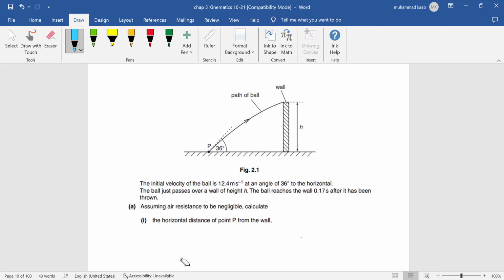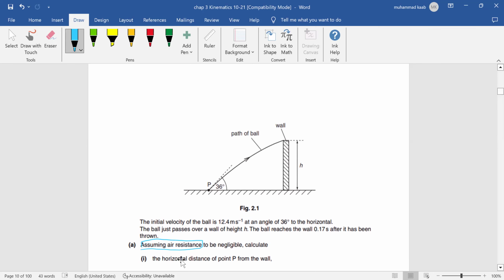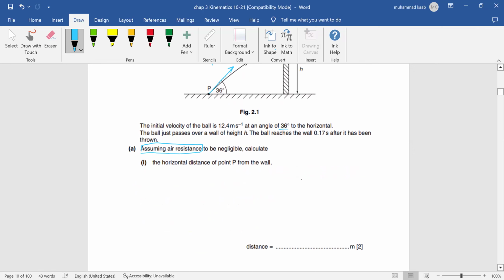Okay, so listen, whenever they give you the sentence that the air resistance is negligible, then you have to use all the concepts of kinematics to solve that question. If there's no such sentence given, then they may ask you to solve using a different concept, like the energies and the forces concept, right? Fine. So they are saying the initial velocity of the ball is 12.4 at an angle of 36, fine. What are they asking?